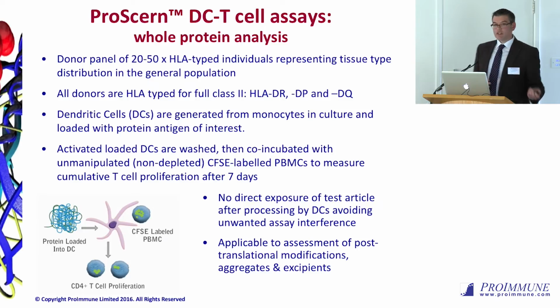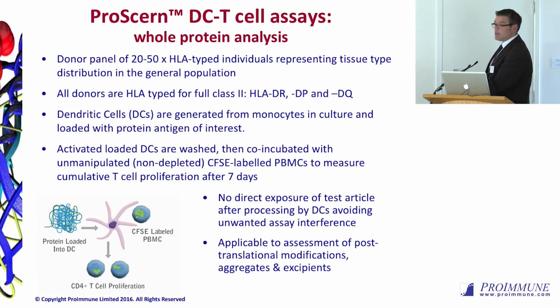And like in the antigen presentation assays, we're generating dendritic cells, monocyte-derived dendritic cells, from panels of healthy donors. And these DCs are then loaded with different antigens. It could be a panel of up to 18 different proteins, different antibodies, for example.